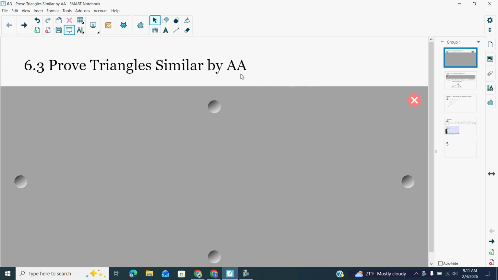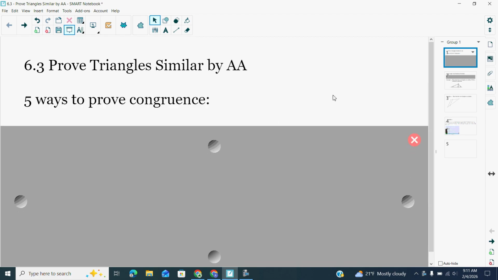Section 6.3 in our books is titled Prove Triangles Similar by AA, Angle-Angle. So we've done a lot of angle, side, side type stuff, all to prove congruence. Now we're going to take a look at how we can prove that triangles are similar. First, a quick review of ways that we learned to prove that two triangles are congruent to one another.